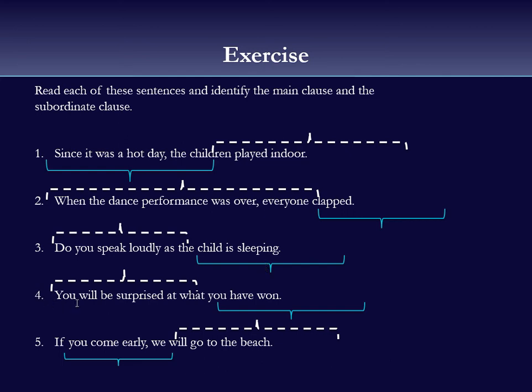Number 4, you will be surprised at what you have won. Now here, you will be surprised is the main clause, and at what you have won is the subordinate clause. Number 5, if you come early, we will go to the beach. We will go to the beach is the main clause. It makes sense on its own. And if you come early is the subordinate clause.